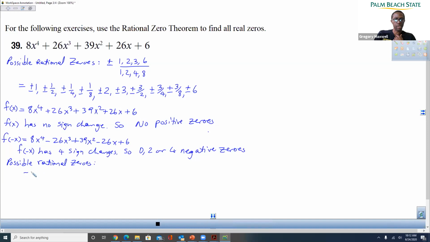Well, let's start from the largest. Negative 6, negative 3, negative 2, negative 3 over 2, negative 1, then what am I missing? Negative half, negative 3/8, negative quarter, negative 1/8. I left off negative 3/4, right?